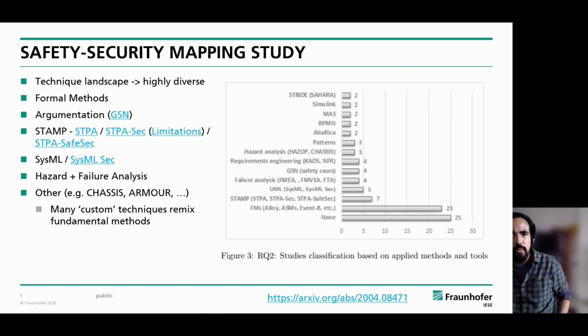Also, from the same paper, we noticed that there is a significant emphasis on custom approaches methodologically and on formal methods for doing this kind of safety security co-analysis, whereas the other approaches which are more concrete include the STAMP-based approaches, STPA, STPA-Sec, and probably also SafeSec, which was mentioned as well, and also argumentation, which we actively support, the goal structuring notation, and some other techniques which are more basic.